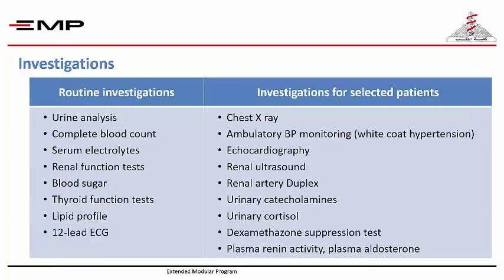Routine investigations needed for all patients with resistant hypertension are urine analysis, complete blood count, serum electrolytes, renal function tests, blood sugar, thyroid function tests, lipid profile, and 12-lead ECG. And for selected patients, chest X-ray, ambulatory blood pressure monitoring for detection of white coat hypertension, echocardiography, renal ultrasound, renal artery duplex, urinary catecholamines, urinary cortisol, dexamethasone suppression test, plasma renin activity, and plasma aldosterone may be used.